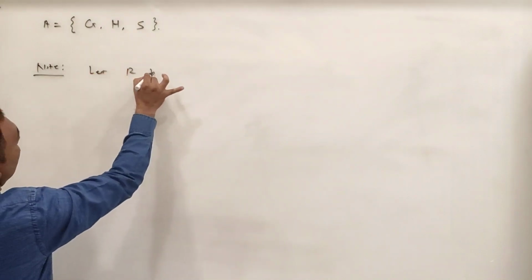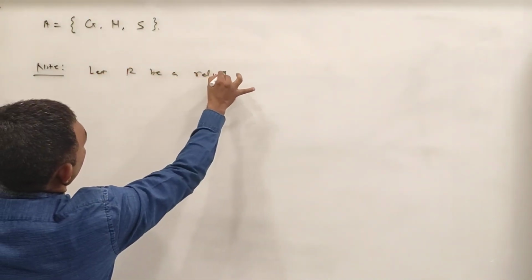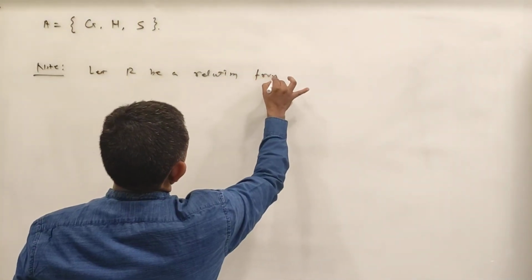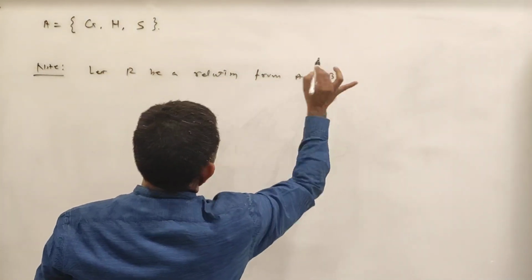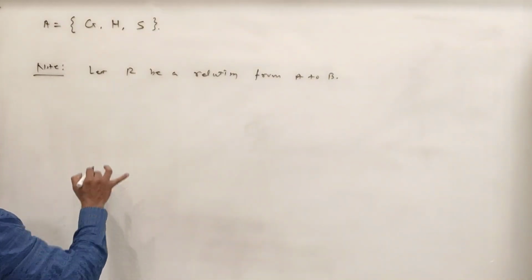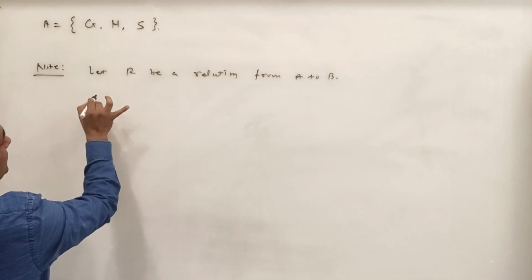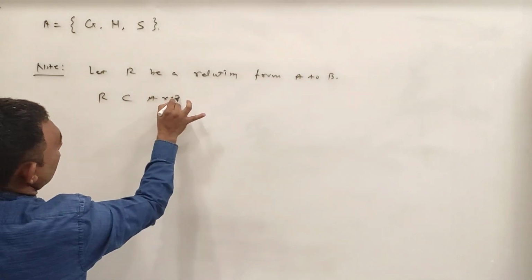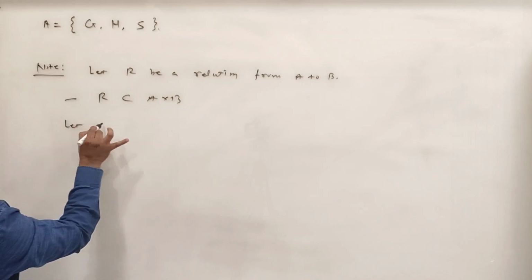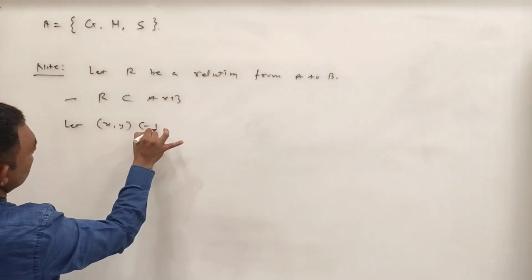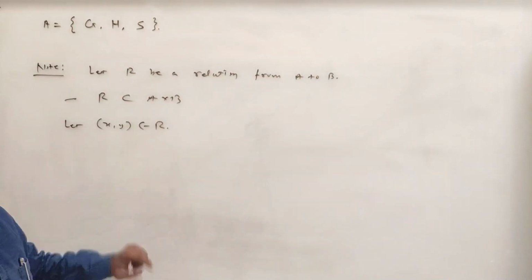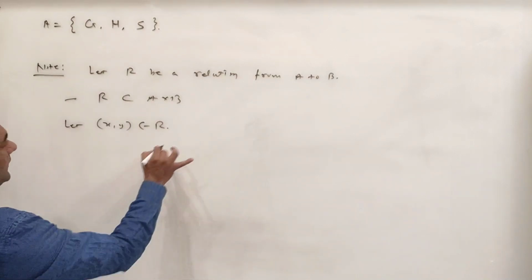Let R be a relation from A to B. Then the first thing is what? R will be a subset of A cross B. So let X comma Y belong to R. I consider X comma Y belongs to R.